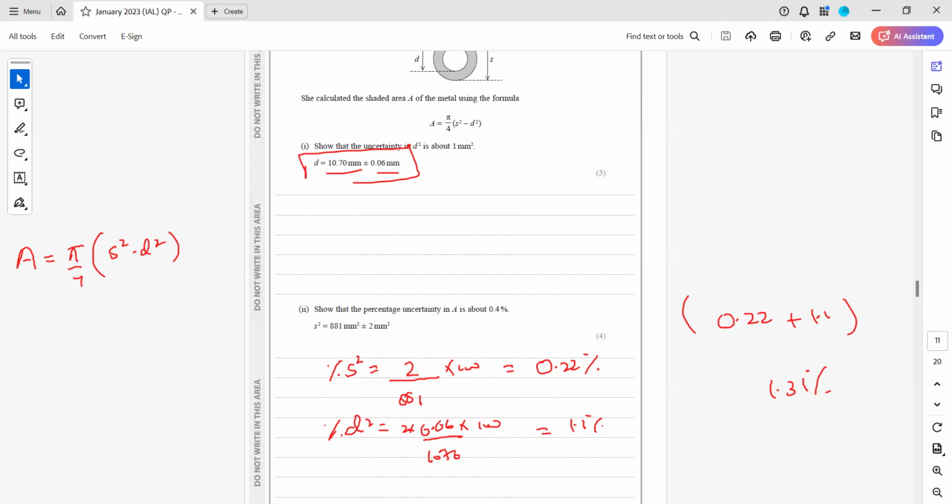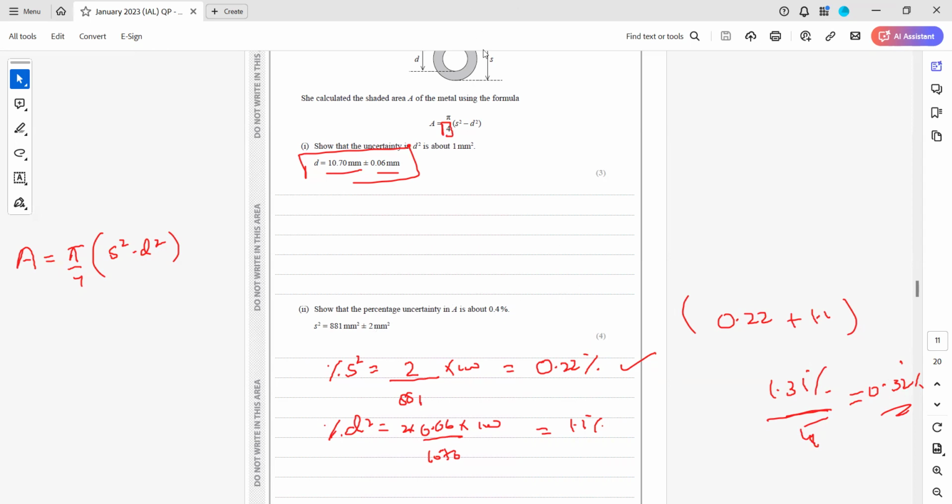So the uncertainties always add up. We got the addition of the uncertainty of S square, which is 0.22, and the uncertainty on D square was 1.1%. So we got this total as 1.31%. Because pi is a constant and the factor is there, this total is divided by 4. So if we divide by 4, we get about 0.32%. This is one way of getting the final answer.